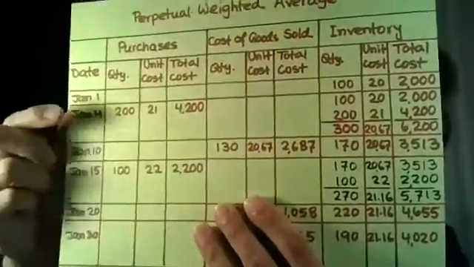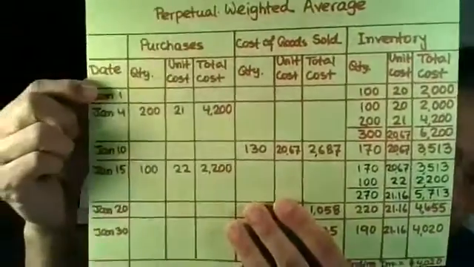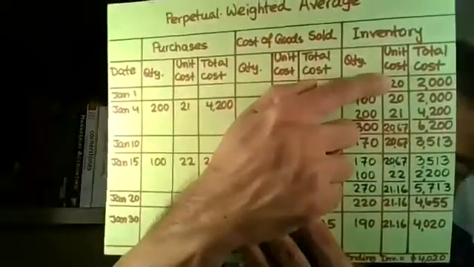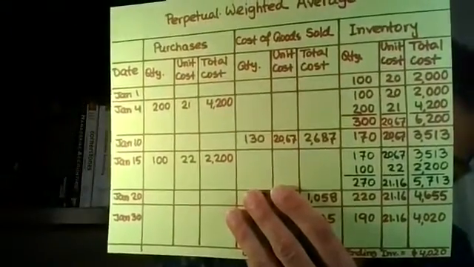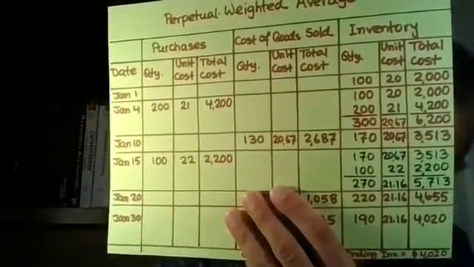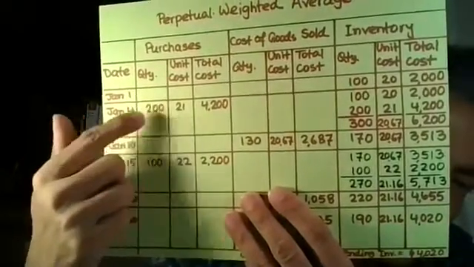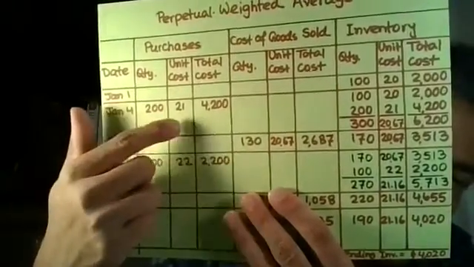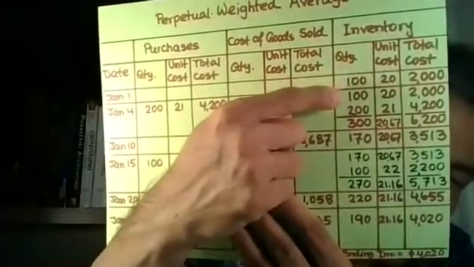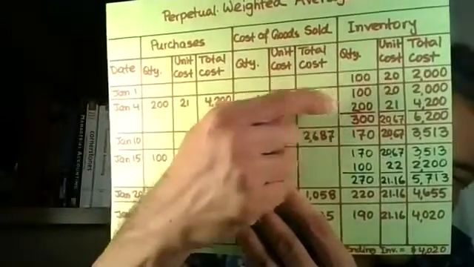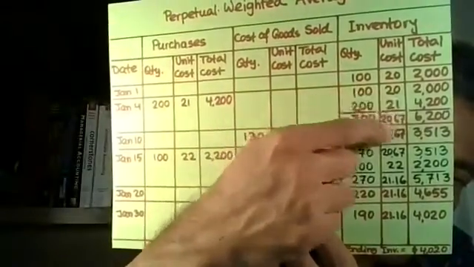All right, so let's start. We have 1st of January, 100 units at $20, like the other two cases. 100 at 20, 2,000. And then we make a purchase of 200 units at $21. All right, so now let's mix them up. What do you have in stock? 100 at 20 and 200 at 21. So what's the average price?